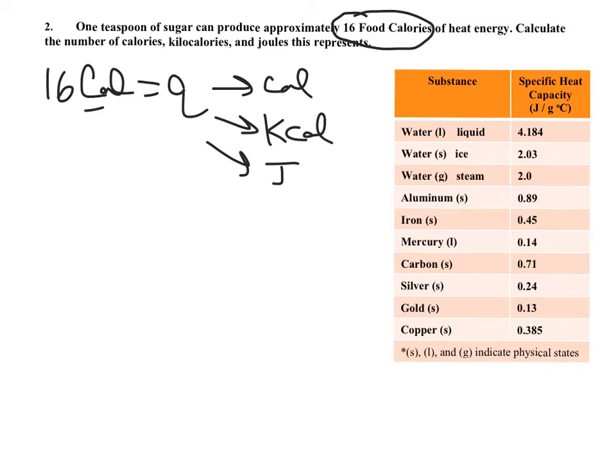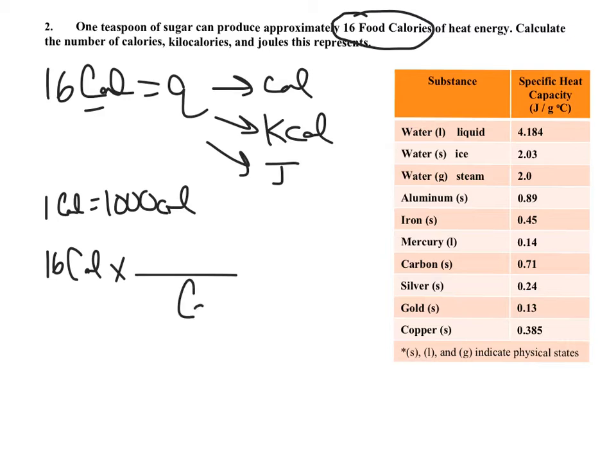Okay, so let's start with food calories into science calories, all right? I know that for every one big food calorie, there is 1,000 little science calories. Okay, so let's start with that. 16 food calories.